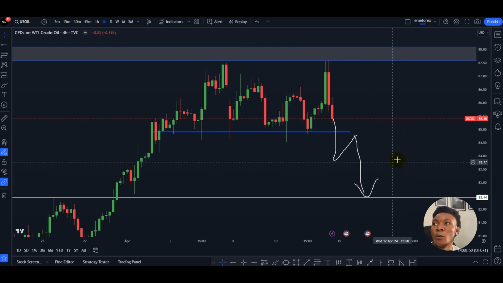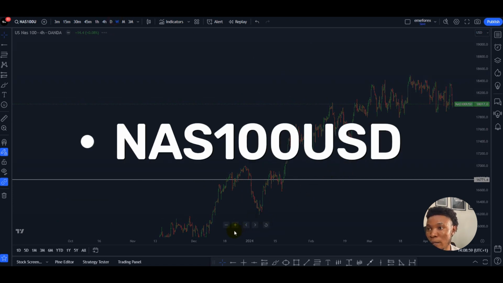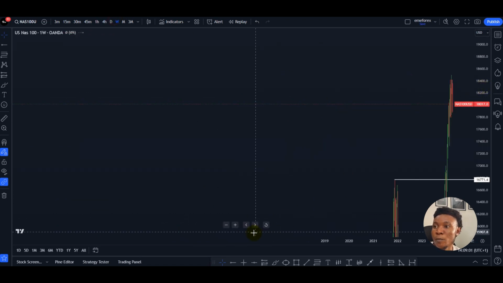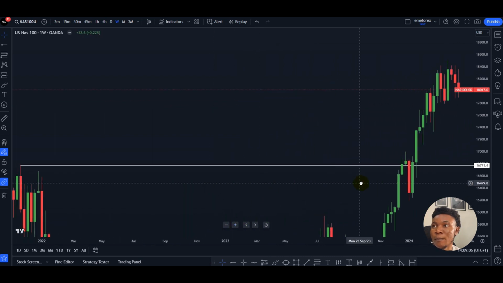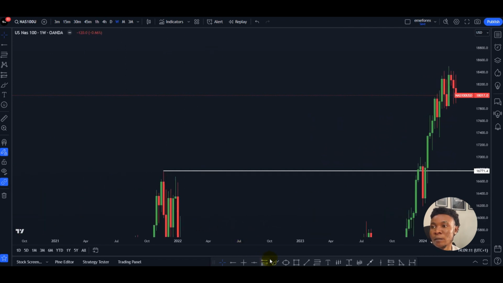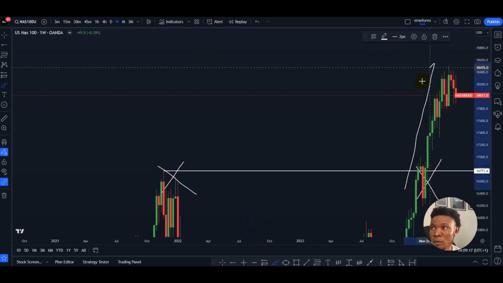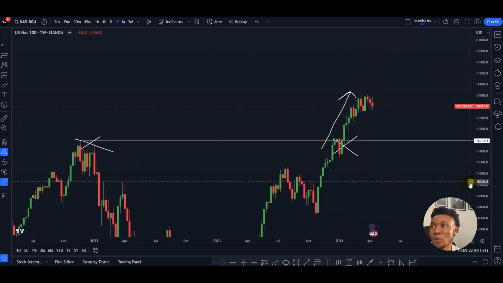Okay, so one last thing we're going to look at before we round up is indices. We want to take a look at NAS 100 USD. So for the most part, NAS 100 USD has also been trending up. We are around all-time highs here. If we look to the left, this is where we had our all-time high before. We had this aggressive pullback, and we've blown up these levels.